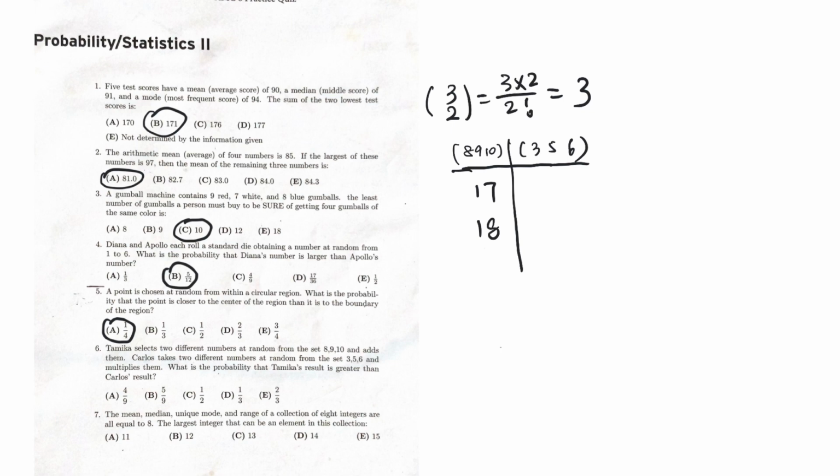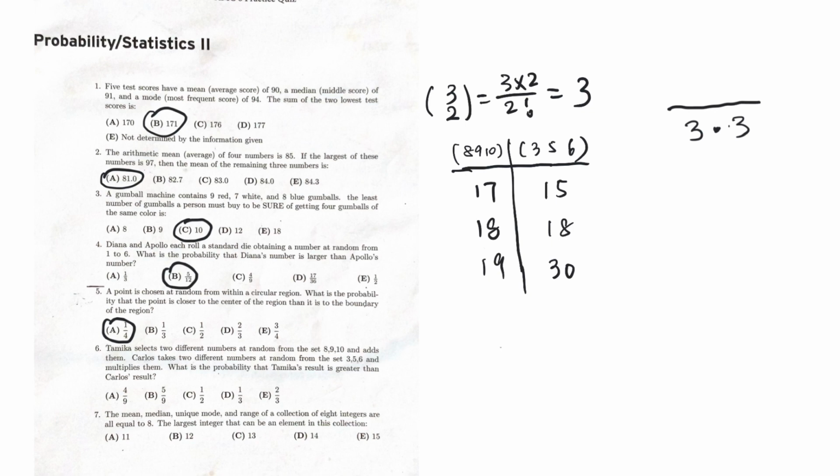9 plus 10, that's 19. We have 3 possible outcomes. The next group, 3 times 5, 15. 3 times 6, 18. 5 times 6, that's 30. So we have the two groups of possible answers. The first group has 3 outcomes, the second has 3 outcomes. Total has 9 outcomes.